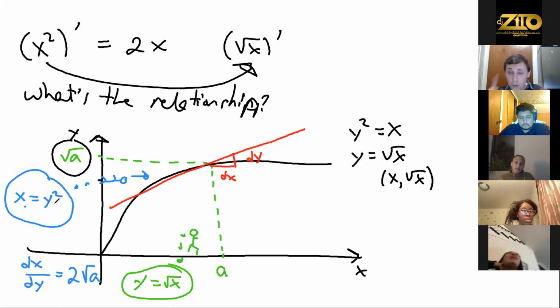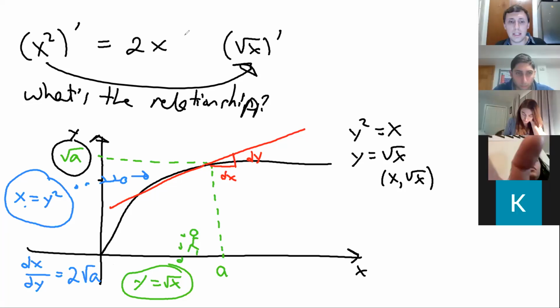Do you understand me, guys? Are you with me? So the answer is that dx dy is 2. Now he reports that to the green guy. He says, I measured slope 2 times root of a. Tell me what slope is the green guy now going to measure?